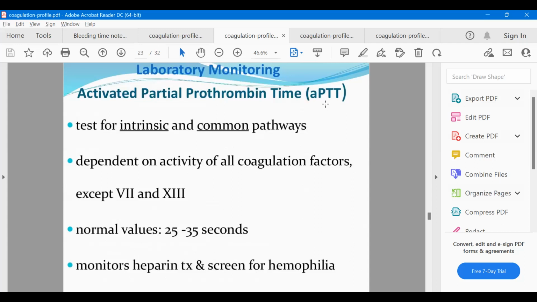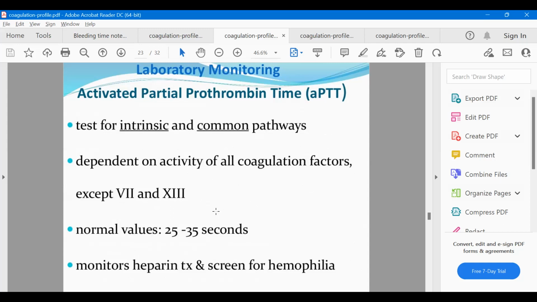Then coming to the activated partial thromboplastin time. It is very essential for detection of any errors in the intrinsic pathway of the coagulation mechanism. Any defects in the intrinsic pathway can be detected with this test. But it won't give the results of factor 7 and factor 13; for those we have another test, the thrombin time, which we will discuss.